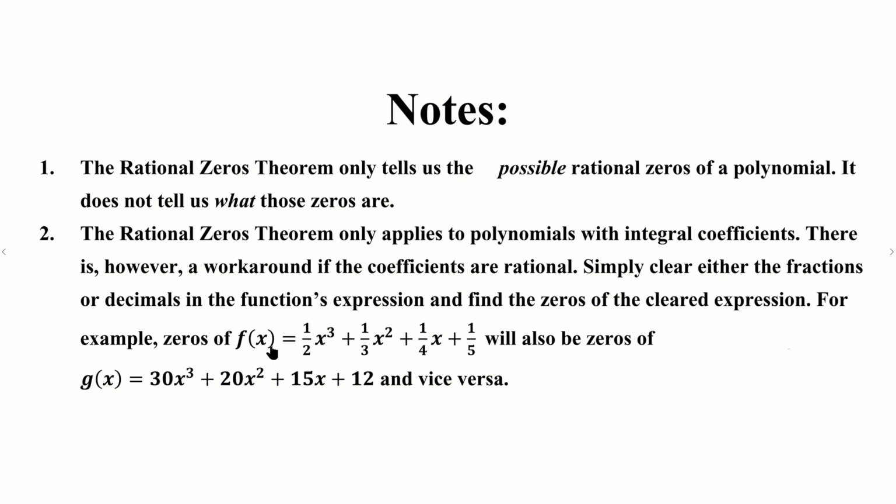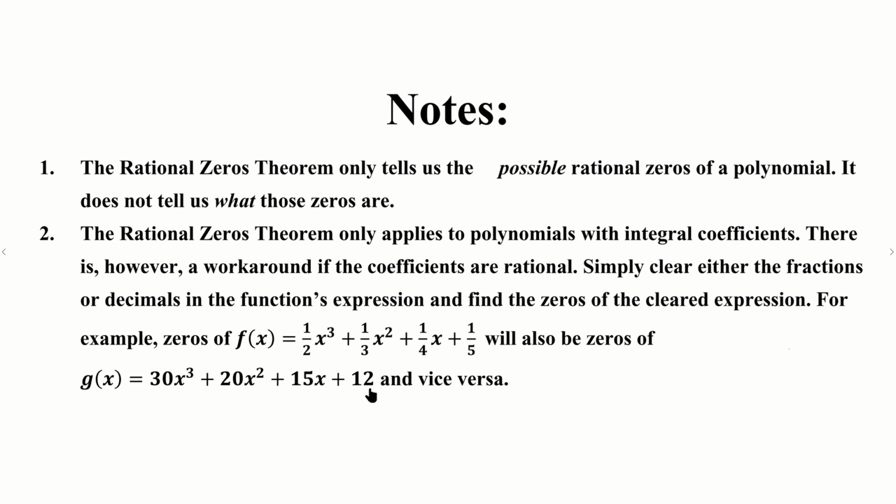For example, the zeros of this function f of x equals 1/2 x cubed plus 1/3 x squared plus 1/4 x plus 1/5 will also be zeros of this cleared one, where we notice that the least common denominator is 60. So if we multiply by 60, we end up with g of x equals 30x cubed plus 20x squared plus 15x plus 12, right? Just multiplying this function by 60, not both sides.